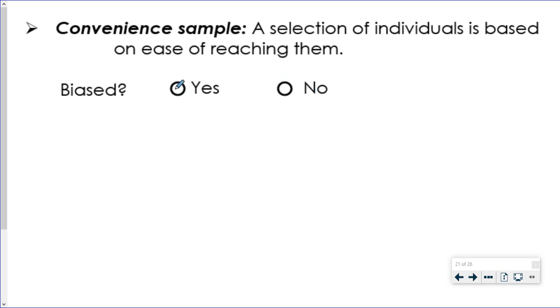And the answer is yes, that would produce biased data. Convenience sampling is never good. You never want to get data from this, so you really don't want to collect data through convenience sampling.